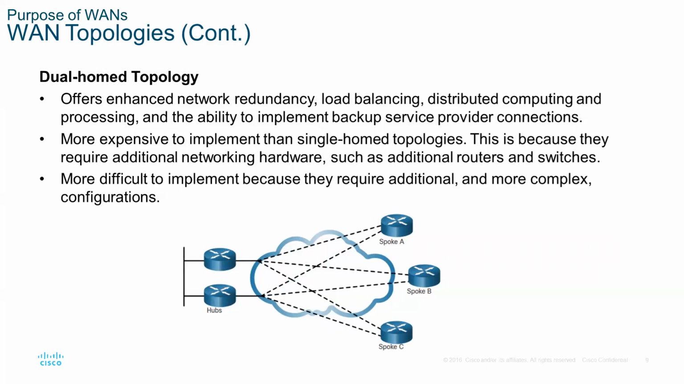Dual home, this is where we can have multiple devices in the same location, providing multiple links to each of the spokes. This provides some redundancy, and we can have some load balancing and so forth capability through that. But because we have a duplication of equipment and links, it's more expensive to implement and requires more complex configuration than a single homed solution.